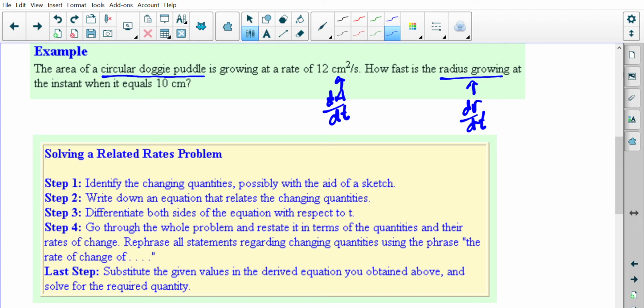So this is, if you're a checklist kind of person, try and figure out the changing quantities, maybe with the aid of a sketch. This one, I don't know if a sketch would help a whole lot. There is one down below. We'll get to it in a second. Write down an equation that relates the changing quantities.